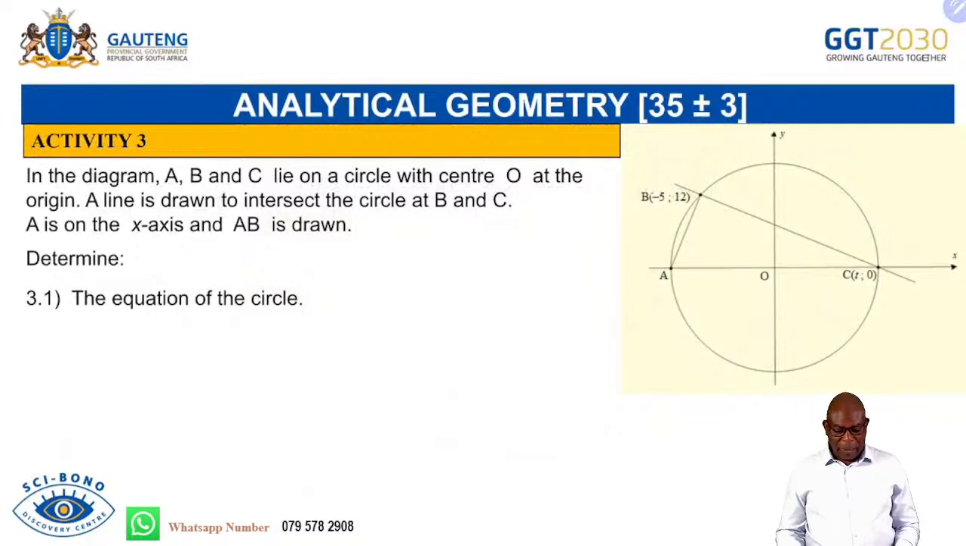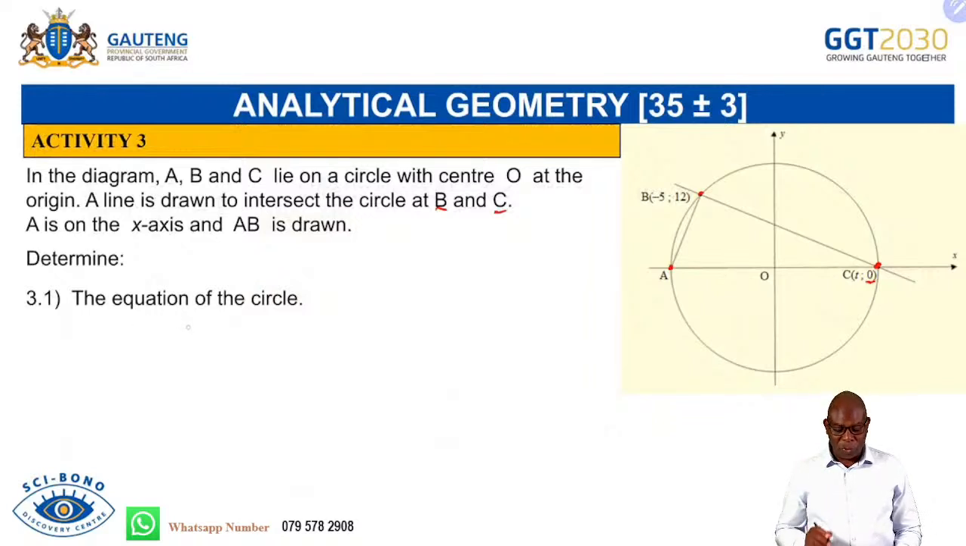On this diagram, A, B, C lie on the circle. They say they lie on the circle. So I am already told that these points are on the circle with the center O as the origin. So now the line is drawn to intersect B and C, right? A is on the x-axis. So in other words, the y value will be 0. It's indicated on the sketch. And AB is drawn. So, determine the equation of the circle.